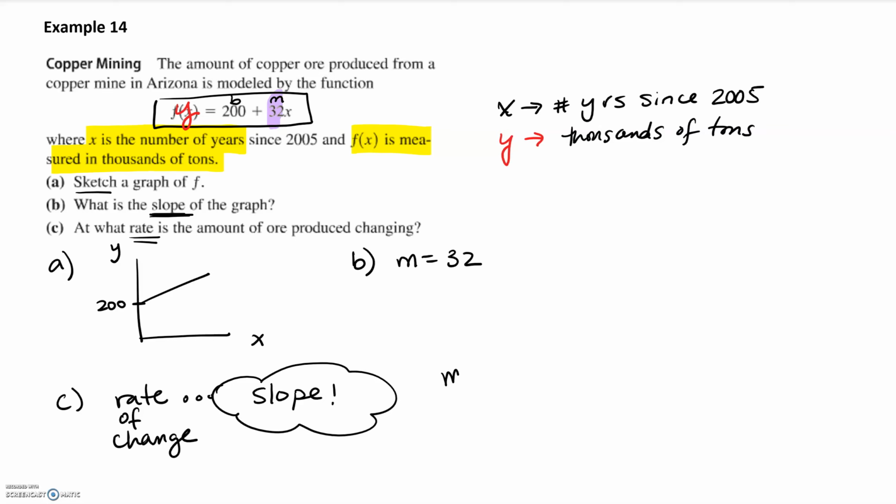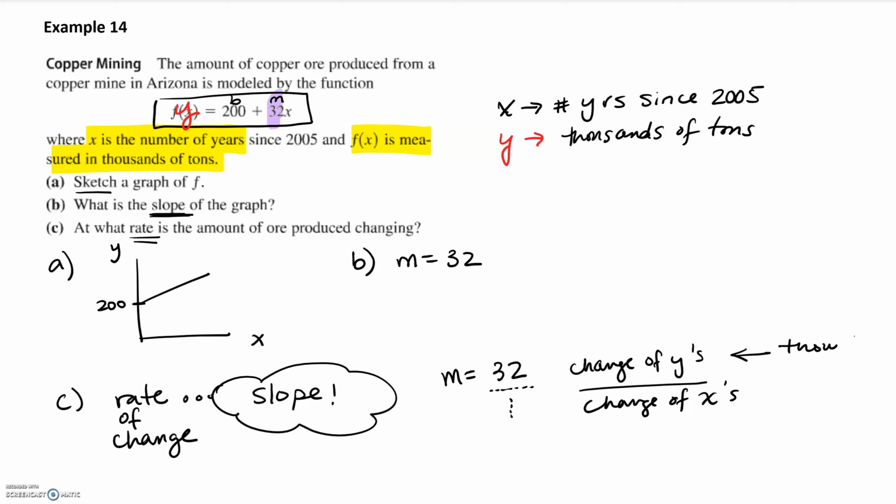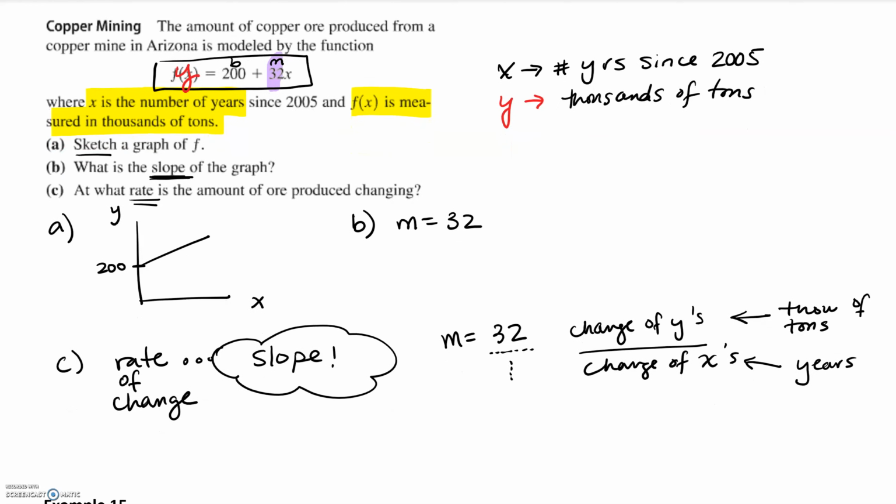So at what rate is the amount of ore produced changing? The slope here is 32. Remember, we said it's good to interpret the slope if you put it as a fraction. It's 32 over 1. We know a slope is change of y's over change of x's. We were looking at difference of y's over difference of x's. And if we do our labeling of units correctly, in the y's we have thousands of tons. In the x's we have a label of years since 2005. So that's going to be years, which means the rate basically is changing by 32,000 tons per year.